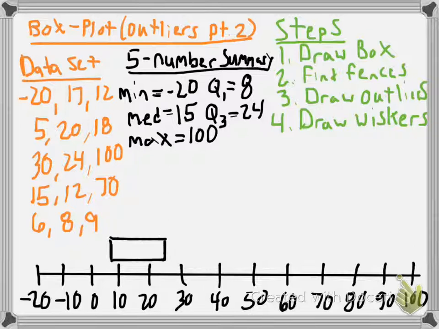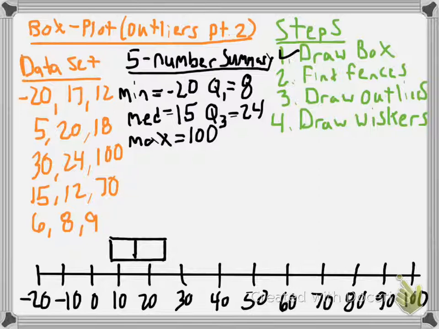And then the median is the line in the middle. Well, not directly in the middle, just wherever the line is at the median. The median happens to be at 15. That's about right there, a little bit on the left. Okay? So we have Q1, median, Q3. I'm not going to label it up top like I did last time. The left edge is Q1, the middle is median, and the right is Q3. So we've drawn the box. Check. Step 2, find the fences.